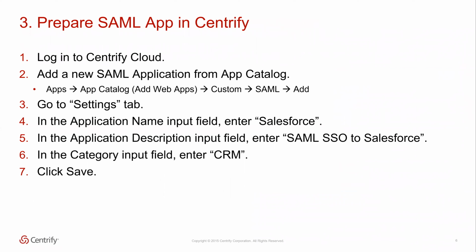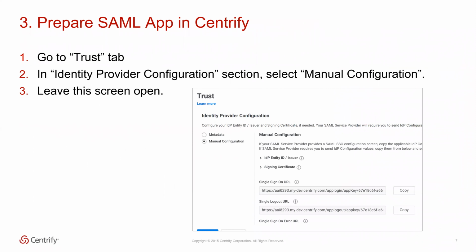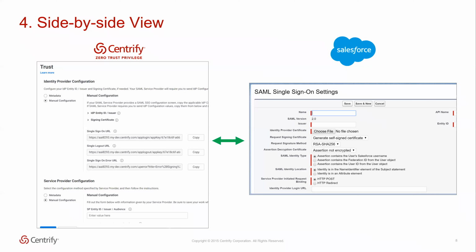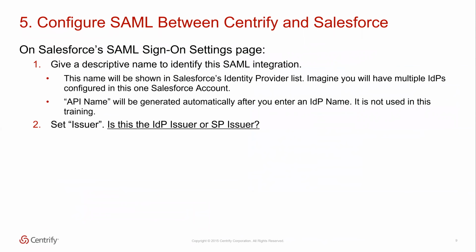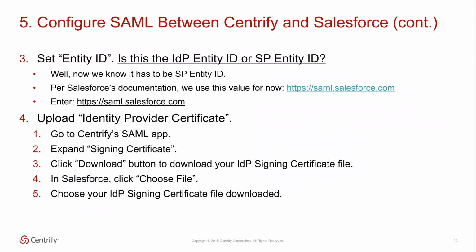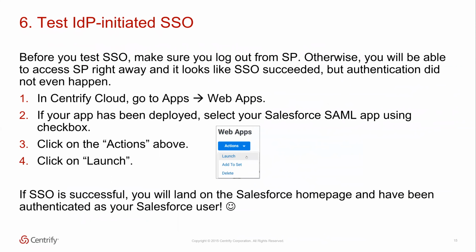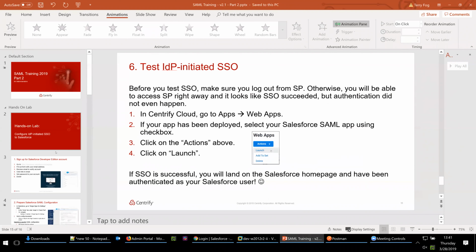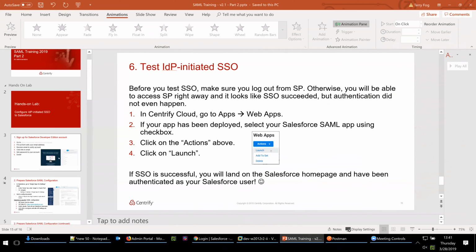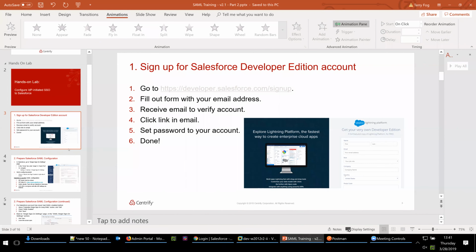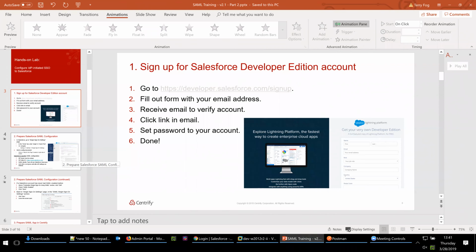Now on the Centrify side, we'll be adding a custom SAML application. Right after that is where the information exchange happens between the two, the IDP and the SP, and there are some more details I'll go over. After configuration is all said and done, we'll test it by launching the application. So that's the plan for today. I know some of you already have the accounts, so you can try this later.